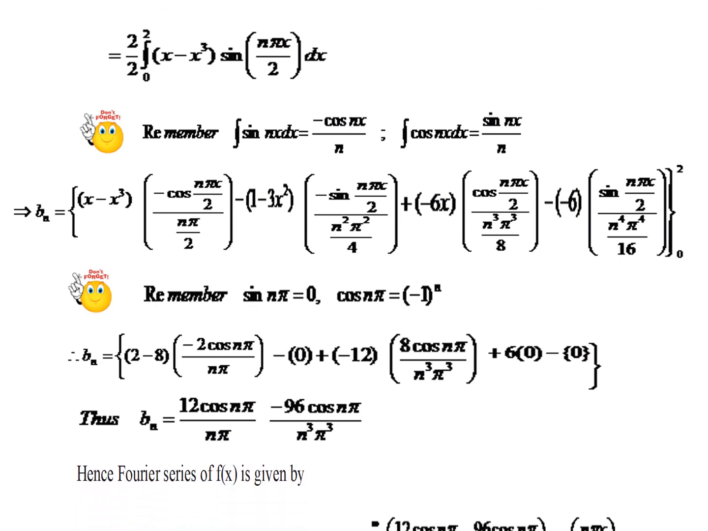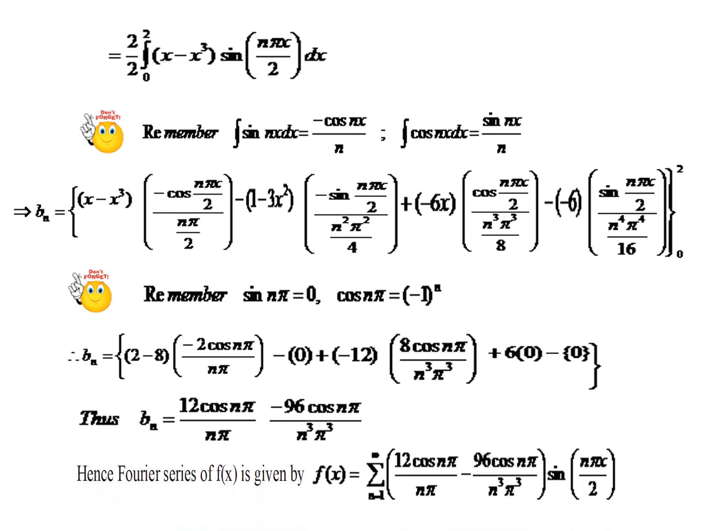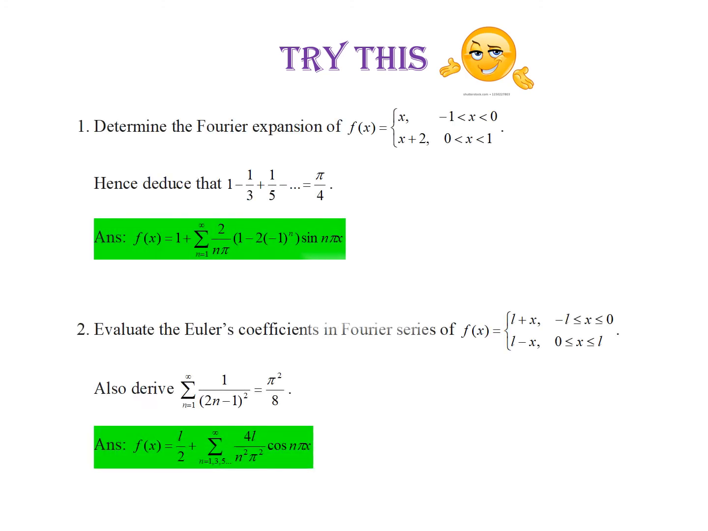Hence the Fourier series of f of x is given by f of x equal to sigma, what we had, Bn into sin n pi x by 2. So in the place of Bn, just substituting the value of Bn, we have this. So students, I hope you would have learned how to evaluate Fourier series in an interval of the type minus L comma L. So kindly use the techniques that you have learned in the lecture and try these problems.